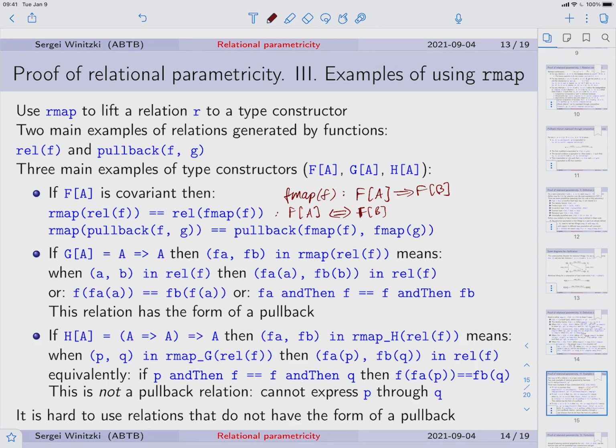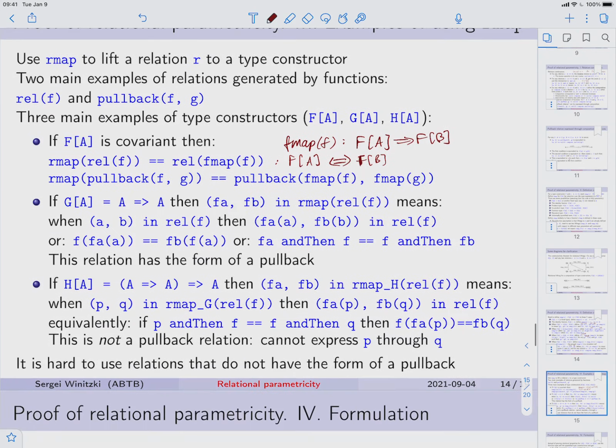It's very interesting, but it can be proved quite quickly, because the pullback is a composition, and lifting is compatible with composition. So lifting of composition is composition of lifting. That's another theorem that you can prove for the functor, for covariant type constructors. And then the result of this example is that for covariant type constructors, lifting of relations is completely compatible with the lifting of functions in the usual way to covariant type constructors.